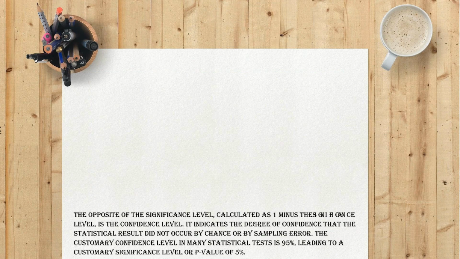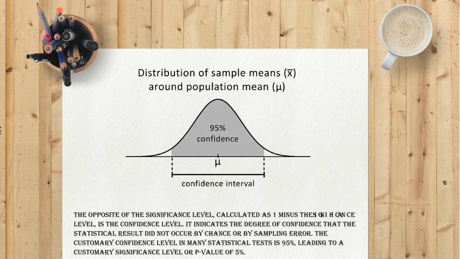The opposite of the significance level, calculated as 1 minus the significance level, is the confidence level. It indicates the degree of confidence that the statistical result did not occur by chance or by sampling error. The customary confidence level in many statistical tests is 95%, leading to a customary significance level or p-value of 5%.